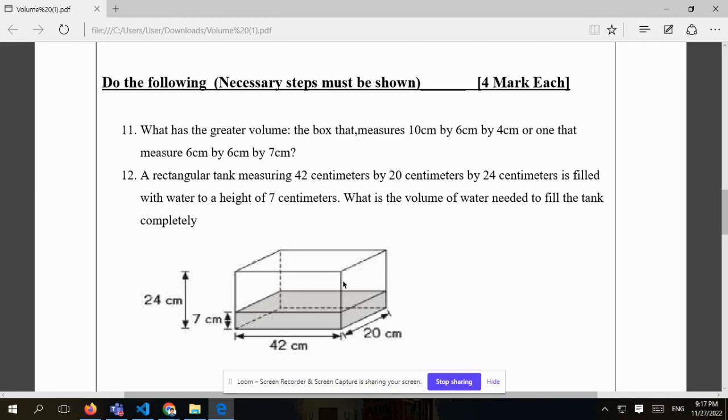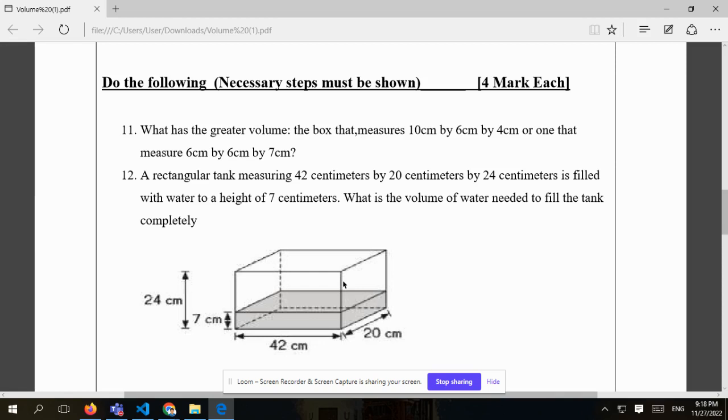4 times 0 is 0. 4 times 4 is 16, carry forward 1. 4 times 8 is 32, plus 1, 33. Then 0 times 0 is 0. 2 times 4 is 8, 2 times 8 is 16. Adding up, 8 plus 3 is 11, carry forward 1, and so on. So it becomes 20160. That's the volume of the bigger tank.